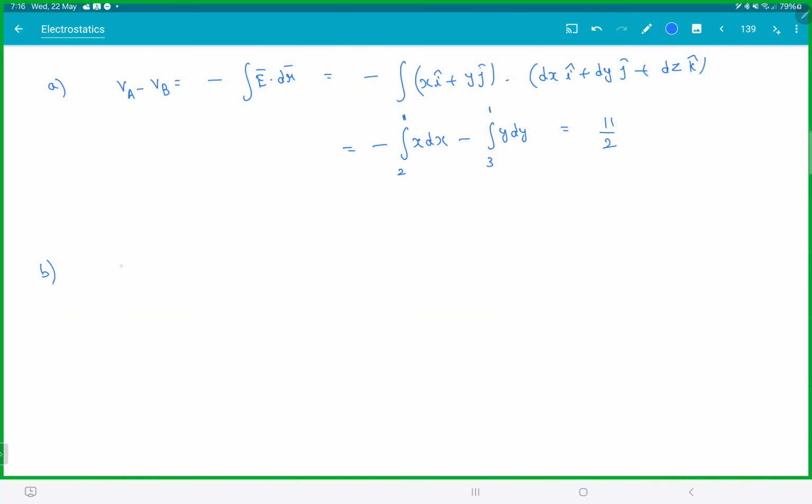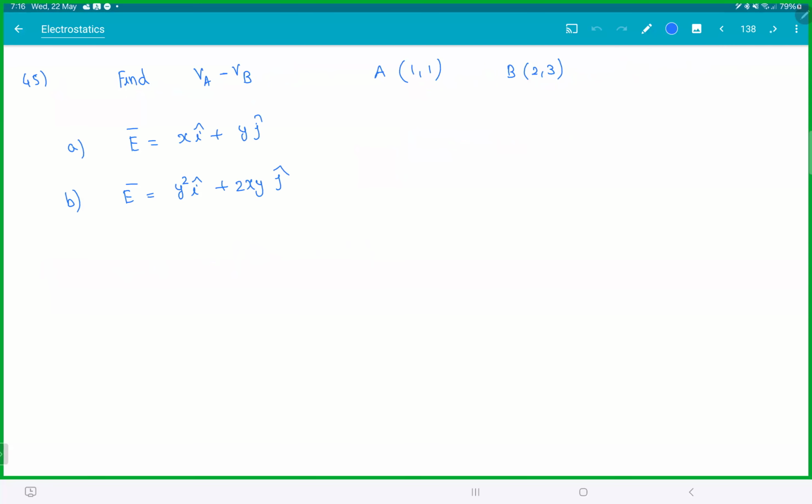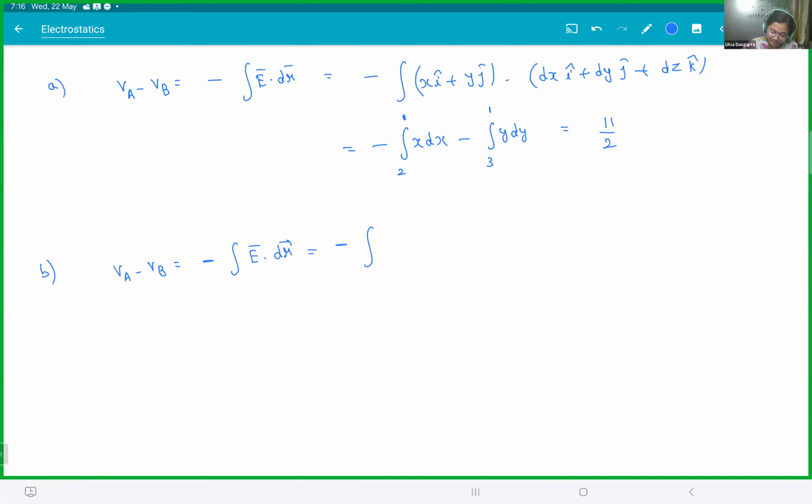Now, when you try to do the same thing for the second one, what if you guess the function? Like in the second one, you could guess, no, the partial differentiation? You have to guess, there is no option. Then why am I getting the wrong answer? What exactly did you guess? Let's see. So y square i cap plus 2xy j cap. That is the same thing I gave, no? Maybe you guessed it wrong.